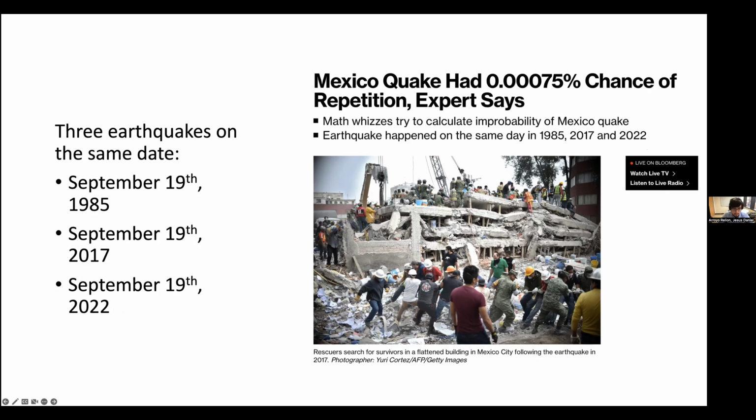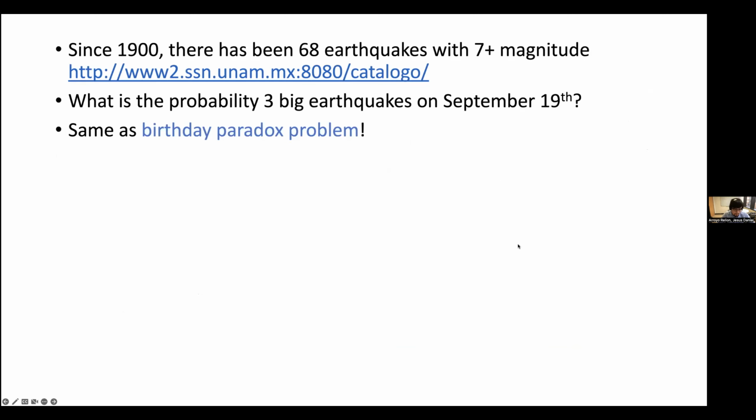So, well, since this talk was related to statistics, I wanted to put some statistical problems here to try to see whether it's actually more likely to observe earthquakes on that day. So, well, we can go to this website to get an idea of how many earthquakes we have observed in recent years. And especially since 1900, there have been 68 earthquakes with 7+ magnitude over the whole period of time. It doesn't matter the month.